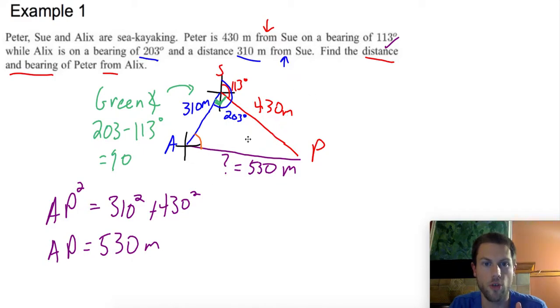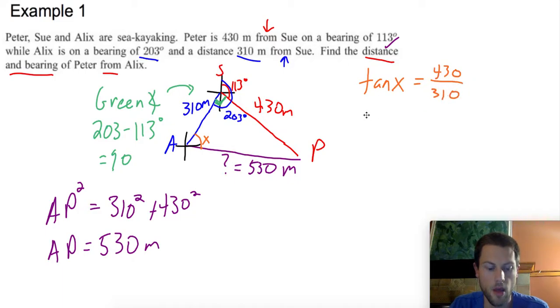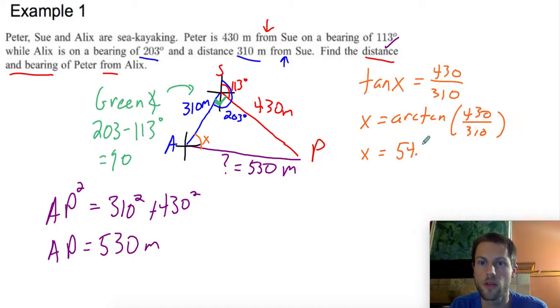Since I'm dealing with a right triangle, this is nice because I could find this angle using one of our trig ratios. And the tangent of this angle, let's call this angle x. The tangent of x is going to equal the opposite 430 over the adjacent 310. And so x is going to equal the arctan, or the inverse tan, of 430 over 310. And that's going to equal about 54.2 degrees. So this right here is 54.2 degrees.